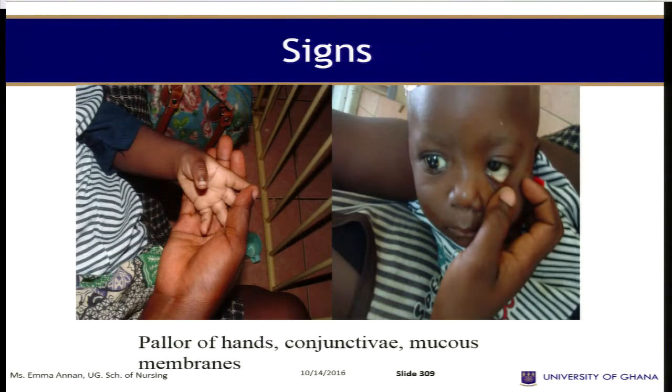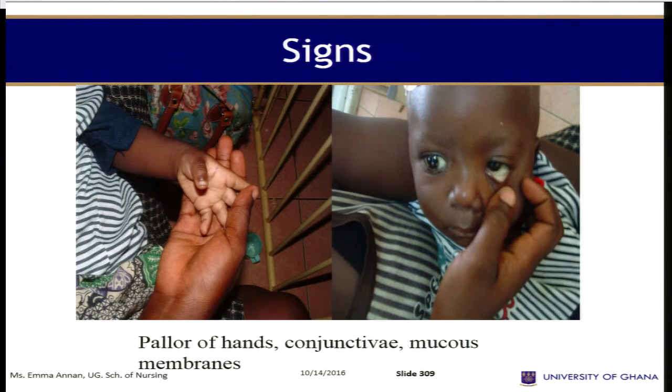So this is a child with anemia. The hands, the conjunctiva, and the mucous membrane are white. I say that this is a paper white pallor. If nothing is done, you can lose the child in a twinkle of an eye. Look at the first image. When diagnostic tools are not available, you can compare the palm of the child with the palm of the caregiver or the mother.